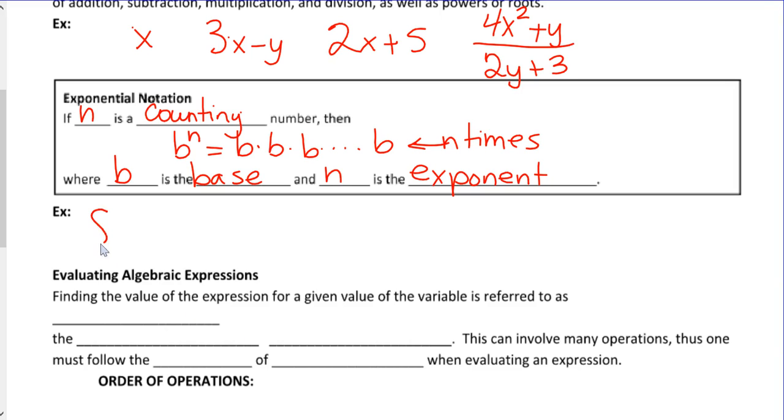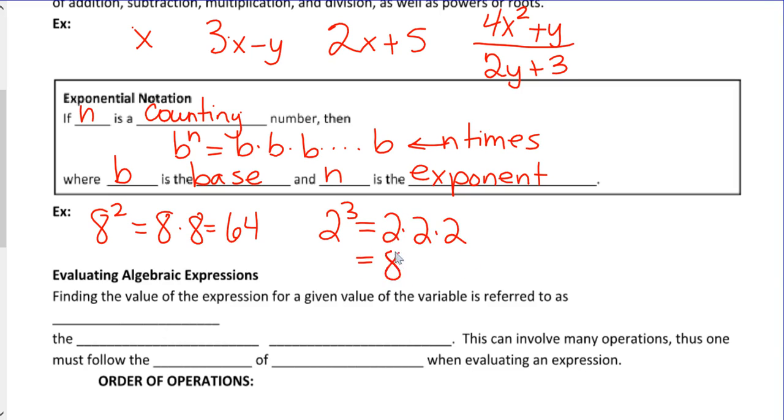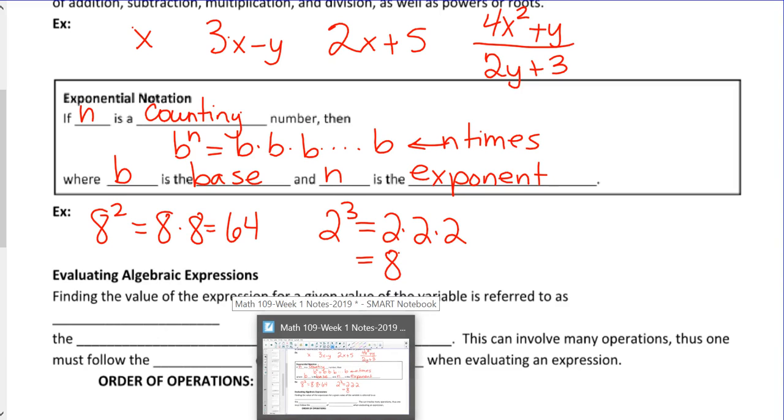So for example, if I said 8 to the second power, or sometimes we say 8 squared, then that's defined to be 8 times 8, which gives me 64. If I want to look at 2 to the third power, or we say 2 cubed, then that is multiplying 2 by itself 3 times, which in the end gives me 8.